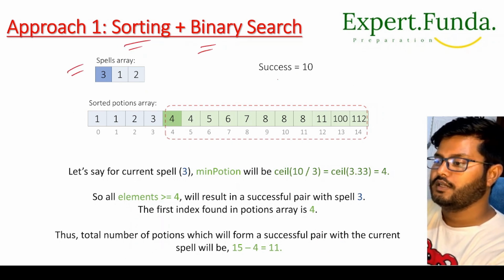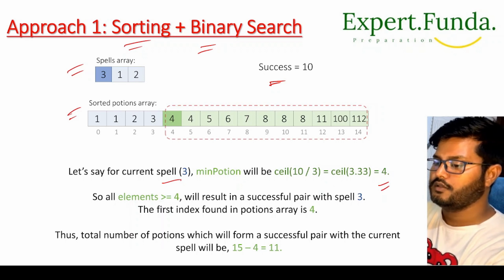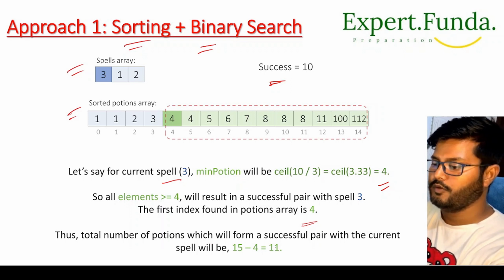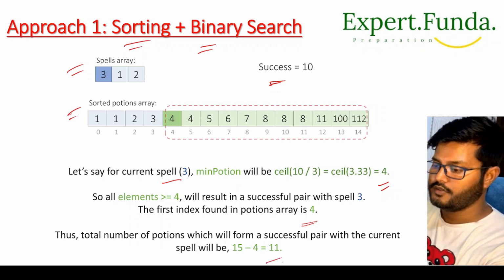So we have a spell, and we have success, and this is the portion array. If we do the multiplication, it will look like this one. So let's say the current spell is 3 and the minimum will be ceil of 10 by 3. So the ceiling value will be 3.3, which is nothing but 4, and so all elements greater than or equal to 4 will result in a successful pair with spell 3. So the first index bound is in the portion array at 4, and the total number of portions that form a successful pair with the current spell is 15 minus 4, that is 11.